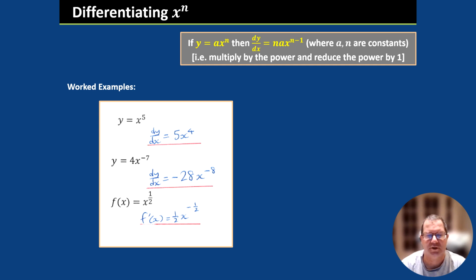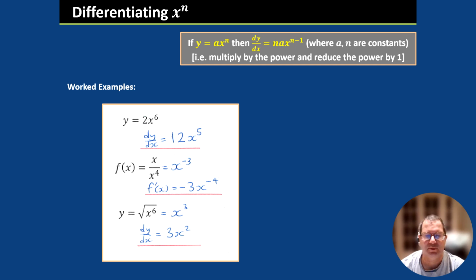And using the other notation, f of x, if f of x equals x to the power of a half, then when we differentiate that, we can get f dash x. So timesing by a half just gives us a half as the coefficient. Subtracting 1 gives us negative a half, so the answer is half x to the negative a half.